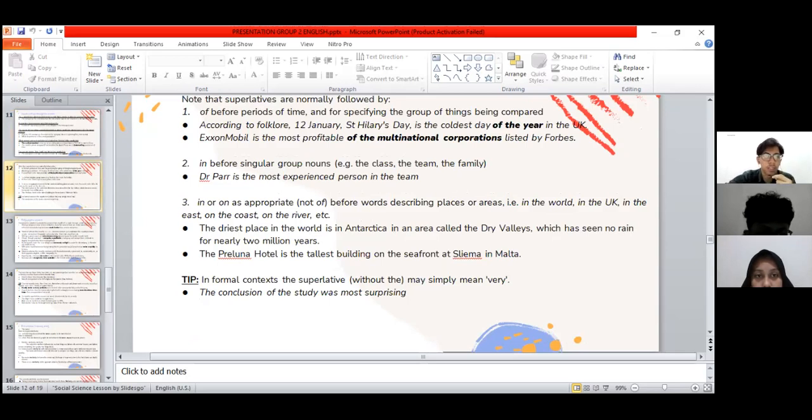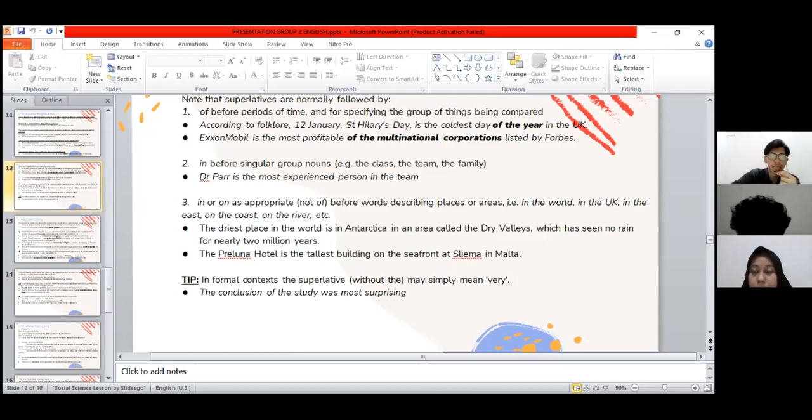Now, superlatives are normally followed by number one, of before periods of time and for specifying the group of things being compared. Example: according to folklore, 12th January, St. Hilary's Day, is the coldest day of the year in the UK, or ExxonMobil is the most profitable of the multinational corporations listed by Forbes.